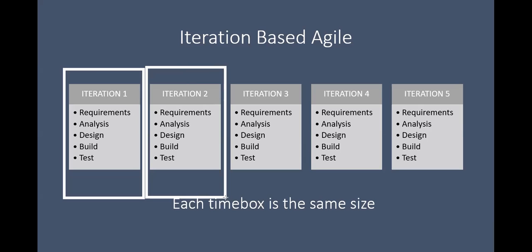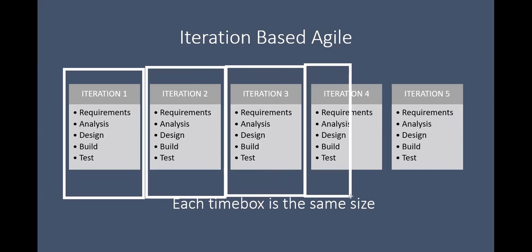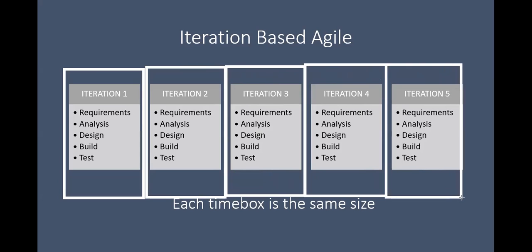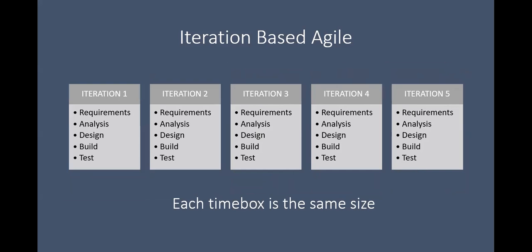In this image, the width of each box is the same, and that is to illustrate that the time is the same. What you can do in iteration one is the same box of time in iteration two, three, four, and five. And that is pretty much how iteration-based Agile works. Work is done based on a time box.